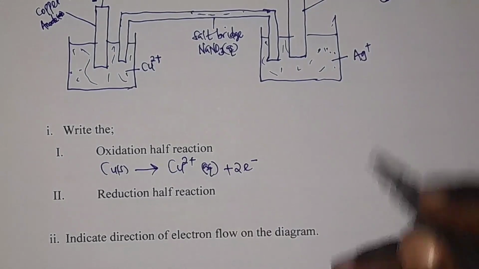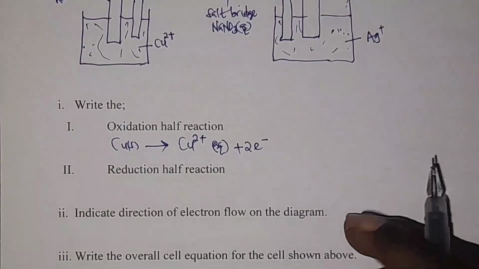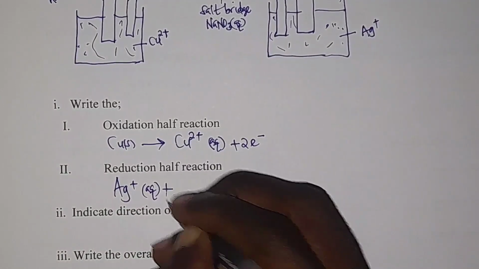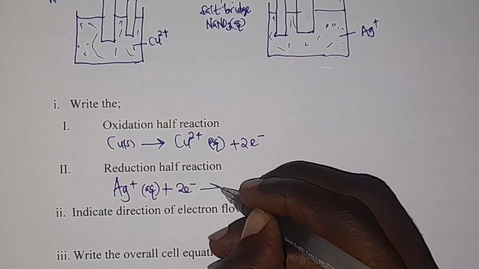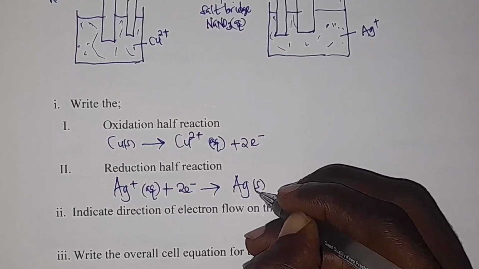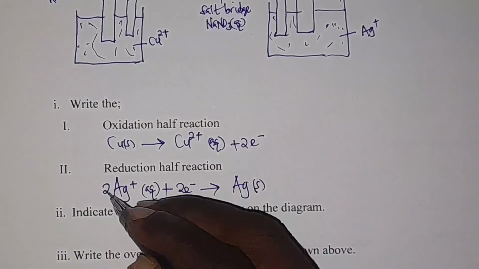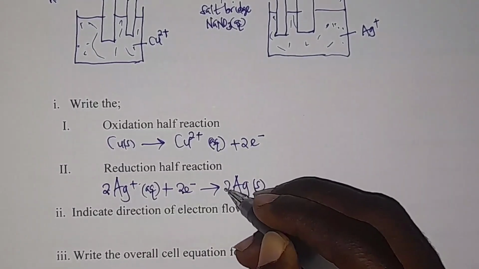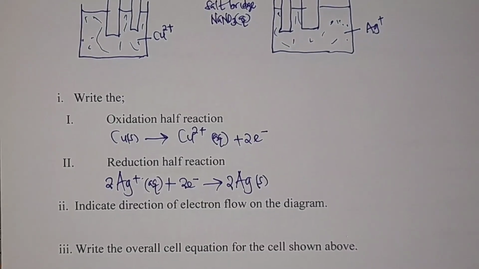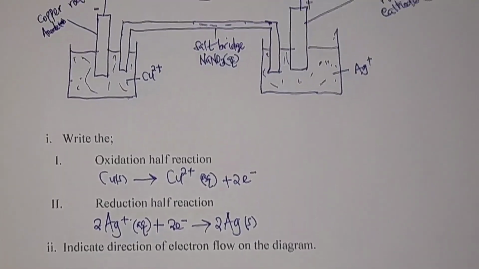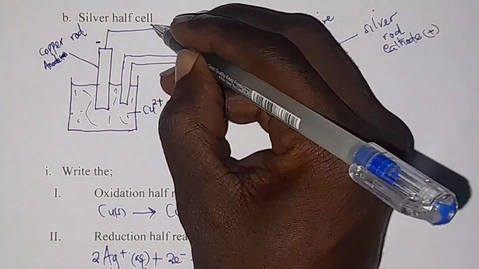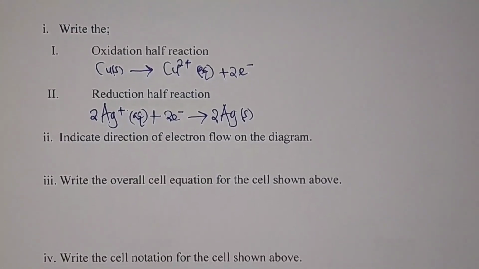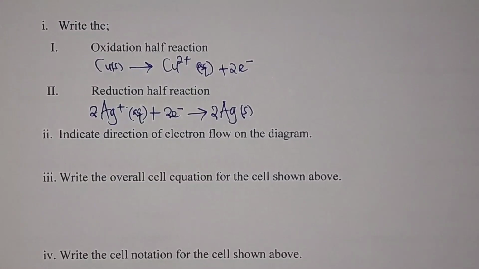So for the reduction half cell, we have the silver rod there. Silver ions in solution will gain the 2 electrons lost from the anode to form silver solid or silver metal. But we have to balance, so we put 2 here. So the 2 electrons lost are the 2 electrons gained. Then we have 2 silver, so we put 2 there, 2 silver. Then indicate the direction of flow of electrons on the diagram. To do that, we are going to have an arrow there. Then we go next, we are told to write the overall equation for the cell shown above.